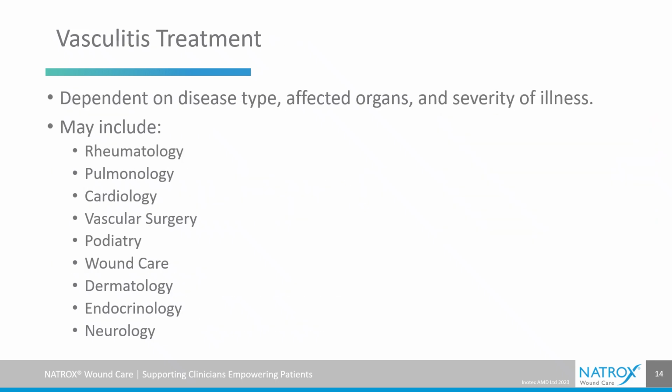Treatment for vasculitis depends on the disease type, the affected organ, and the severity of the illness, but a multidisciplinary approach is indicated and may include rheumatology, pulmonology, cardiology, vascular surgery, podiatry, wound care, dermatology, endocrinology, and/or neurology.